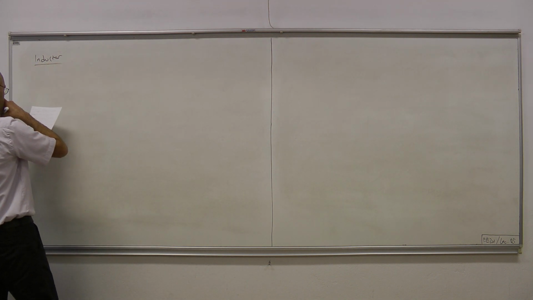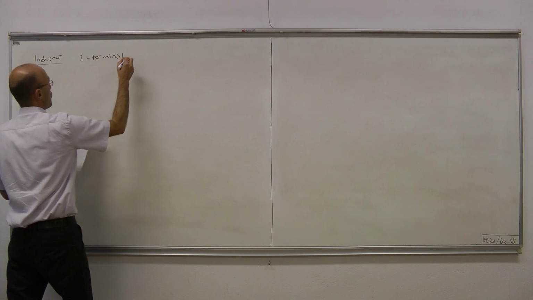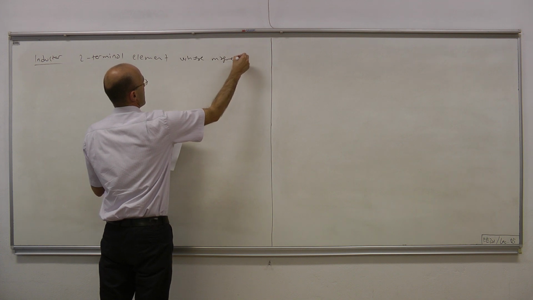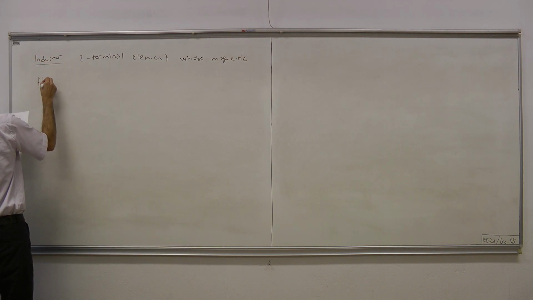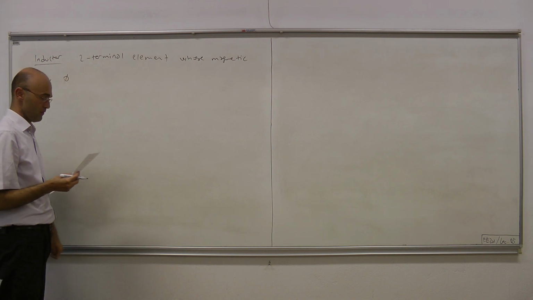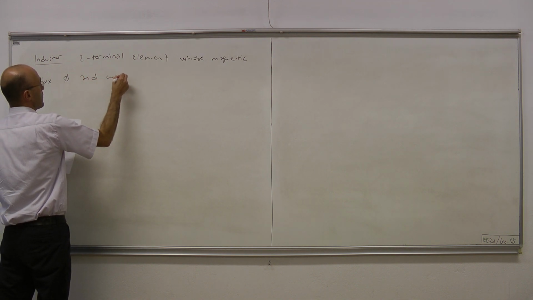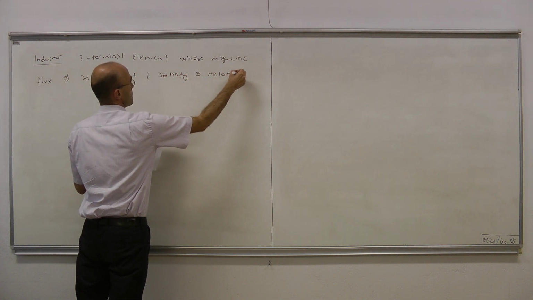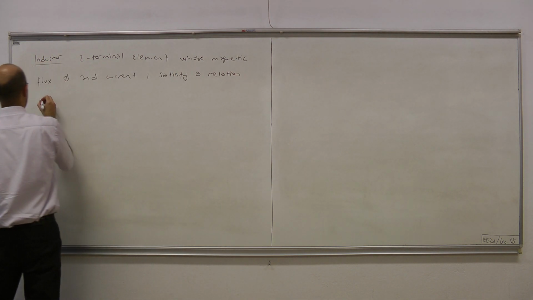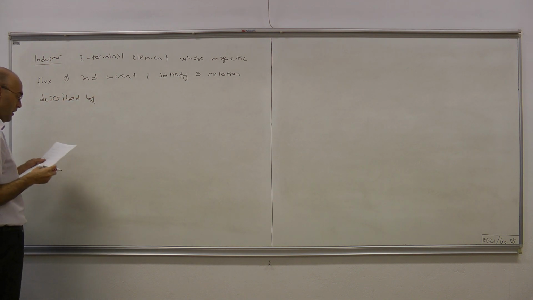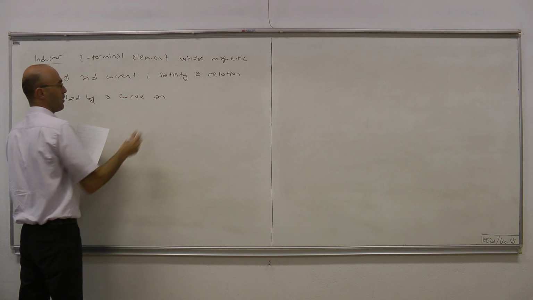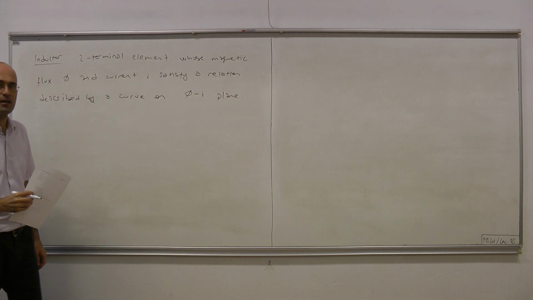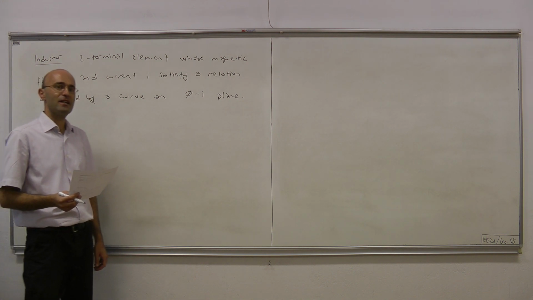Okay. Now, an inductor is a two-terminal component whose magnetic flux, indicated by the Greek letter phi, and current I satisfy a relation described by a curve on the phi-I flux-current plane.